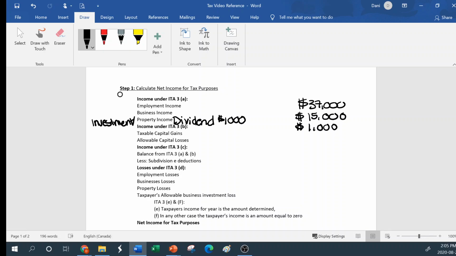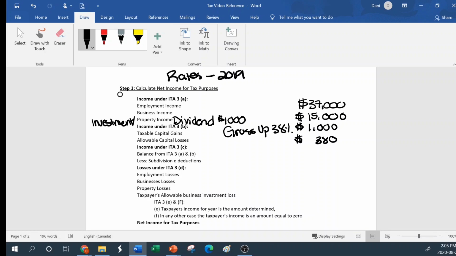The other thing that we have to do is called a gross up, or a dividend gross up. So we would have to include, now the rate is 38%. We're going to be basing all of our rates on 2019. The gross up is 38%. So that means that we would have to add 38%, so $380, into our income as well.